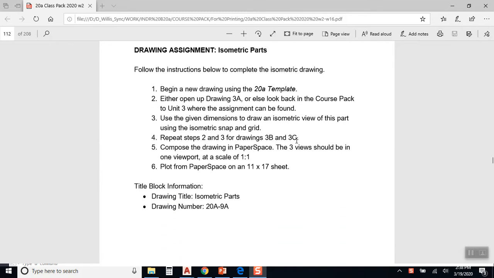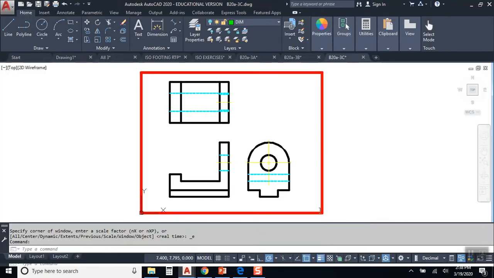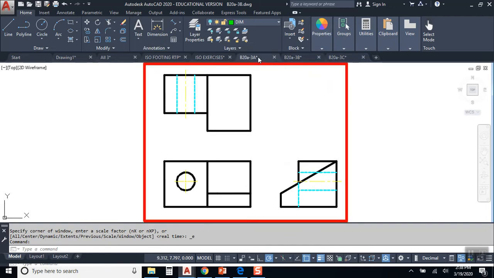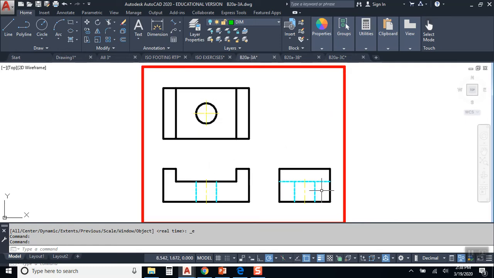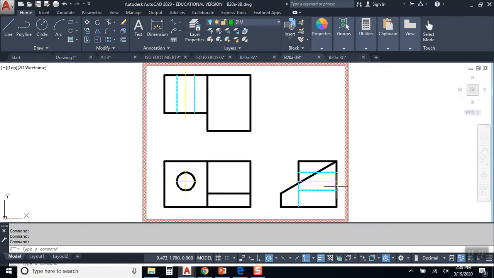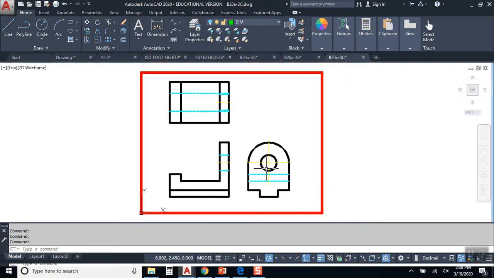And then we're going to make our drawing assignment of isometric parts. So we're going to draw three things in isometric. Now, the things you're going to draw are things you're very familiar with. In fact, they are drawings A, B, and C. First time we drew them in orthogonal projection, orthographic, engineering views. This time what we want to do is take these and turn them into isometric drawings.